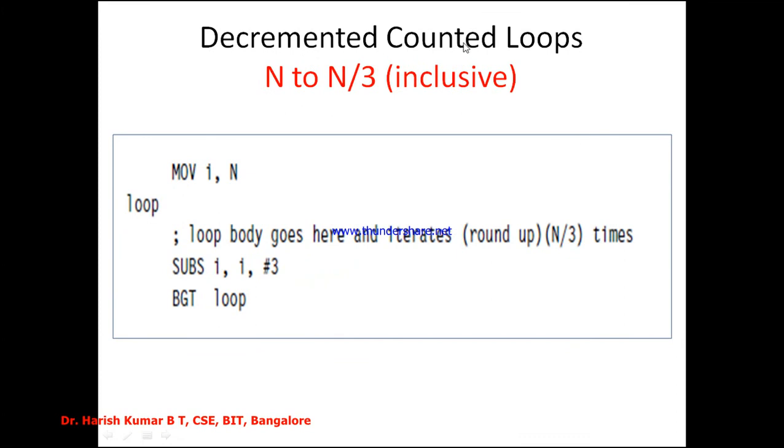Now, one more decremented counted loop. Now subtract 3. This will go from n to n by 3, inclusive of n by 3. Say, for example, the n value is 30. 30 by 3 is 10. So 10 times this loop is going to repeat.